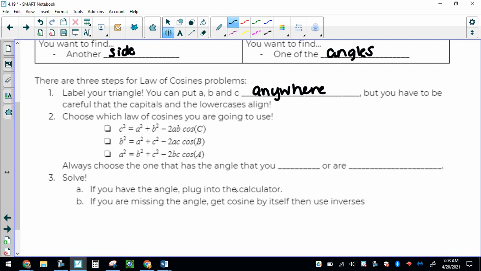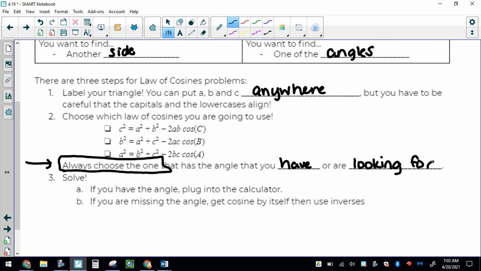Always choose the one, and this one's important, I would circle it or point an arrow to it in your notes, that has the angle you have or the one that you are looking for. So if it gives you angle C, you're going to use this first one. If you're trying to find angle A, you're going to use this one, or angle B, this one. Based on that angle, that's which one you're going to pick. And then from there on out, it is just solving.